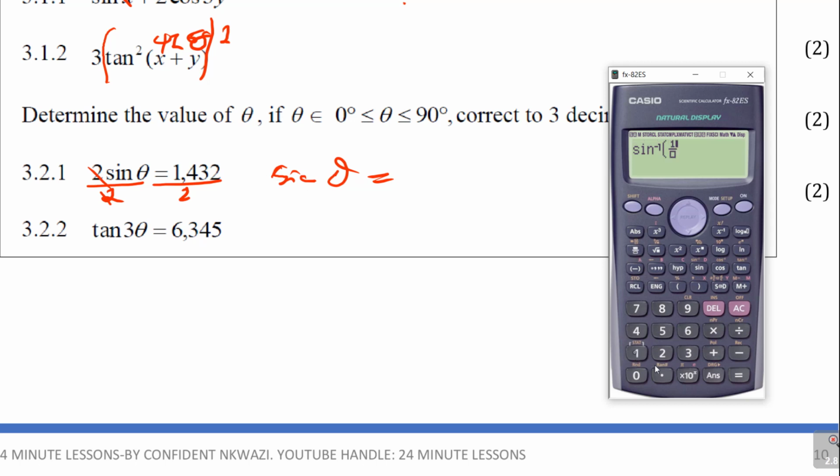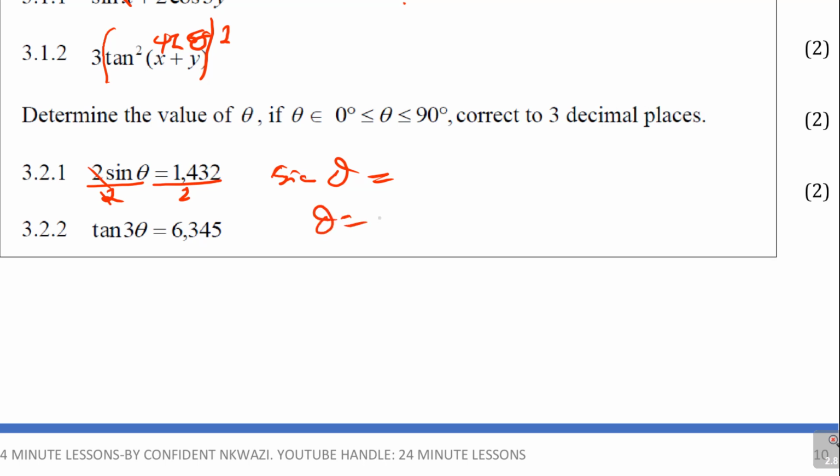After dividing, it is 1,432 divided by 2. You are allowed to do that, because it's the answer that you divide by 2. Then you say shift arcsine. The answer is 45, to 3 decimal places 725. 45,725. Theta is 45,725. The answer you get here is the one I was supposed to put there.